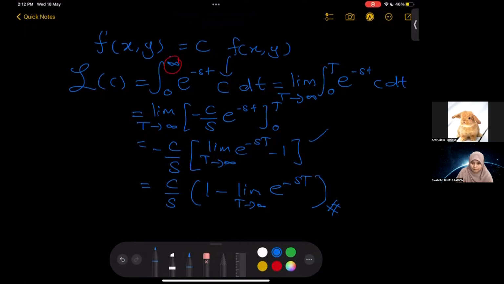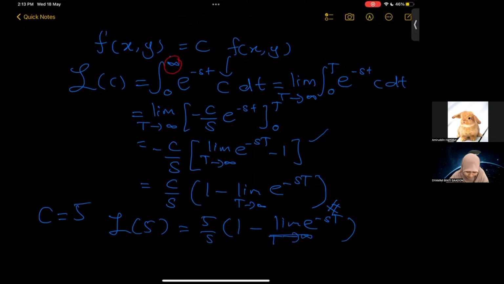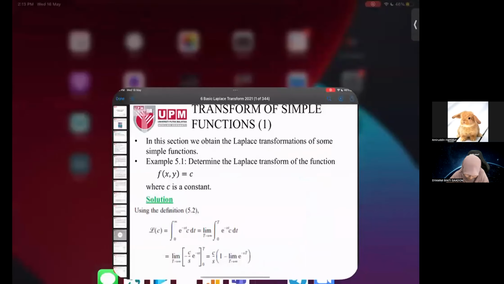For example, since c is a constant, I just write, for example, c equals 5. So the Laplace transform of the number 5 will be 5 over s times 1 minus the limit of exponential minus st as t goes to infinity. That will be the answer of the Laplace transform. That is the easiest part. Okay, so now let's continue.